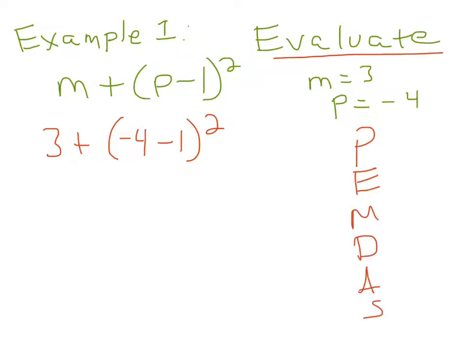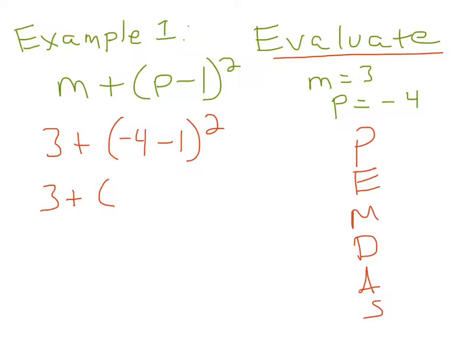P-E-M-D-A-S. And we need to start with parentheses first. So we do have a set of parentheses. That set of parentheses does in fact contain a mathematical operation that we need to first do. So we're going to go ahead and do that first, and we're going to rewrite this again as 3 plus, now inside the parentheses we have negative 4 minus 1.